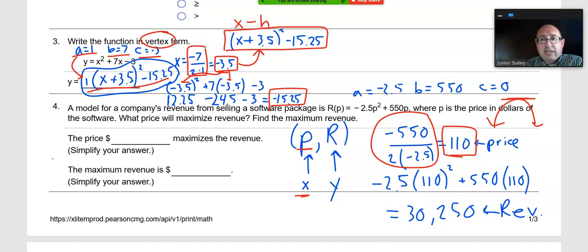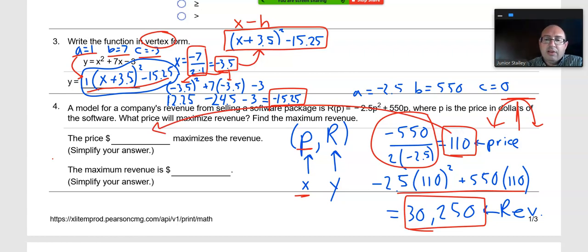And I can go into the psychology of why that's true, because if you sell it for less money, then you'll make less money. If you sell it for more money, you'll make less money. Sometimes people think things are too cheap or too expensive, and they're not going to buy it. But there is a sweet spot in the middle that will cause the maximum revenue to be sold. And once I plug that in, I find out that the revenue is $30,250. So we have that price and this revenue.